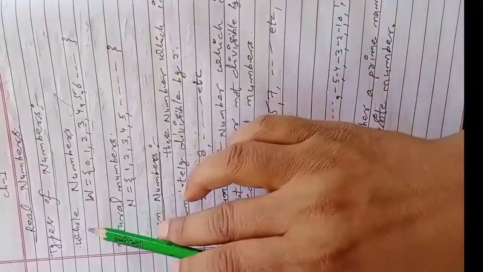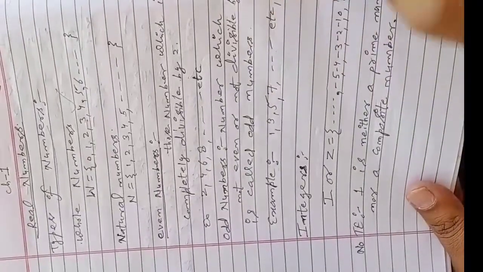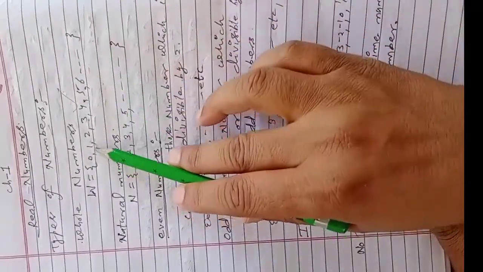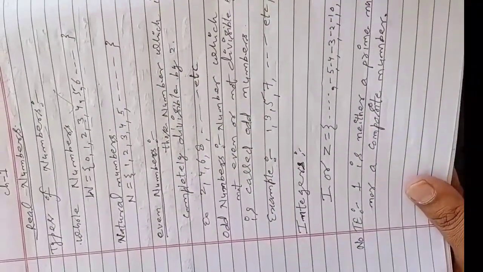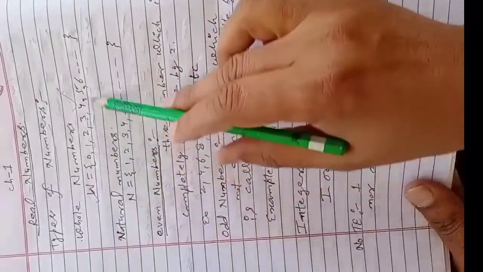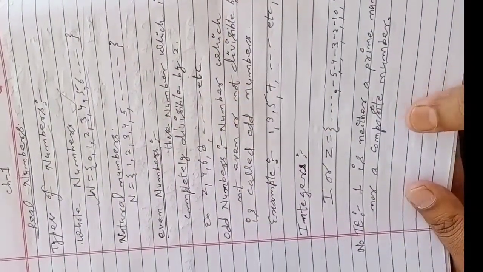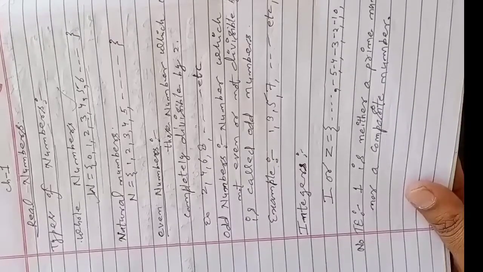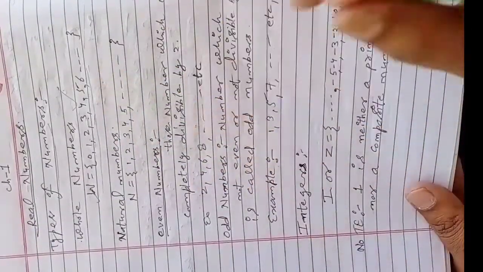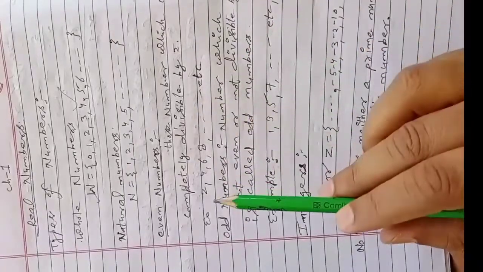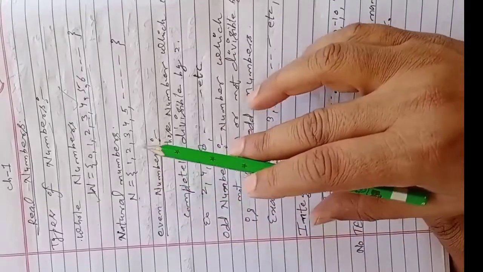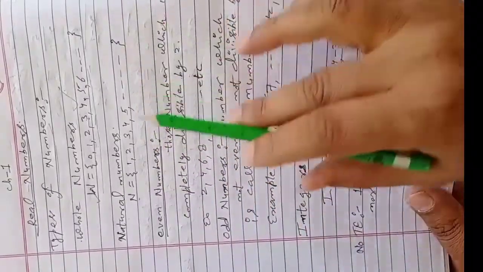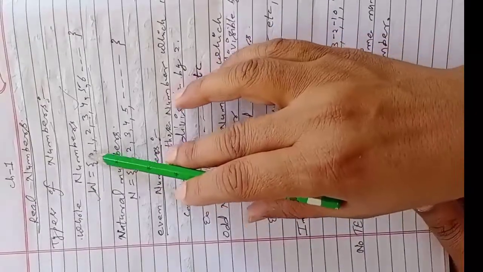So the first type is whole numbers. Student, whole numbers start from 0 to infinity: 0, 1, 2, 3, 4, 5, 6 up to infinity, and the set is generally denoted by W. Then another type we have is natural numbers. It is denoted by N, and the numbers are 1, 2, 3, 4, 5 up to infinity. It starts from 1, and whole numbers start from 0.